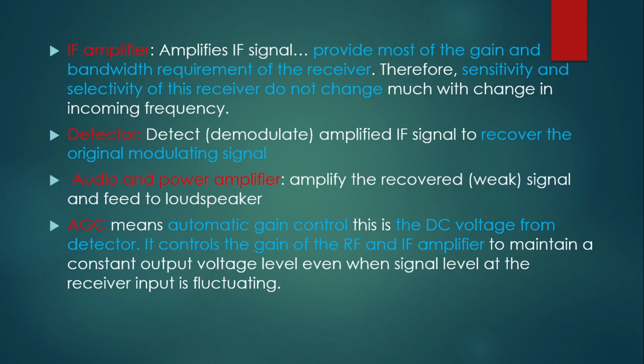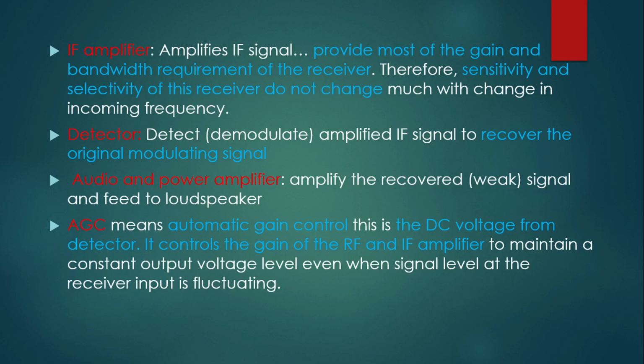Now another important concept here is AGC, the long form of which is automatic gain control. If you look at the block diagram, you will find that AGC is the signal taken from the detector and it is provided to the RF and IF amplifier. What is this AGC? AGC means automatic gain control. That means it is used to control the gain of the RF and IF amplifier.